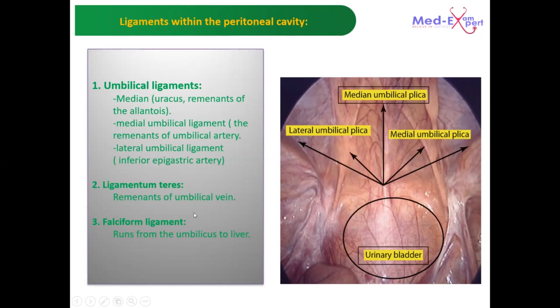There are other ligaments you need to know: the ligamentum teres, which is the remnant of the umbilical vein, and another ligament of the peritoneum called the falciform ligament, which runs from the umbilicus to the liver, okay? This slide is very, very important for single best answers.